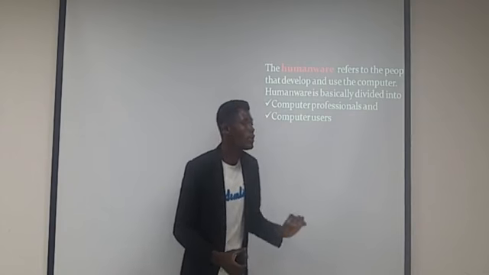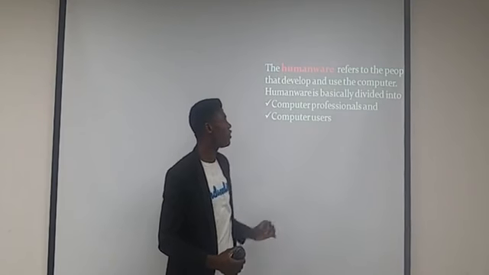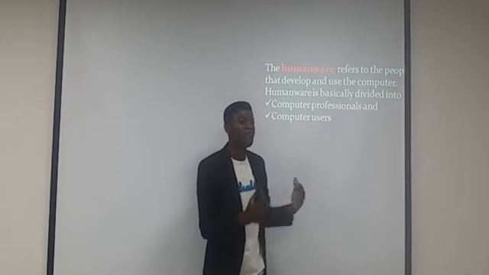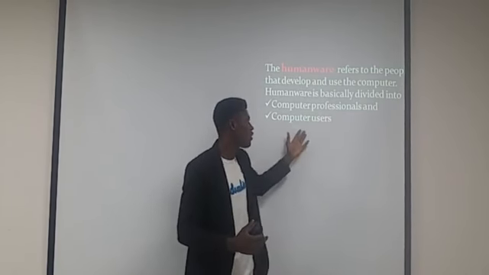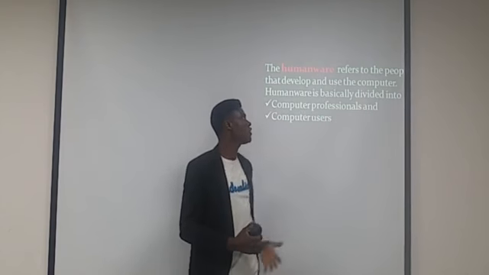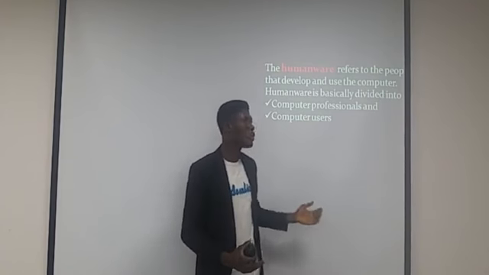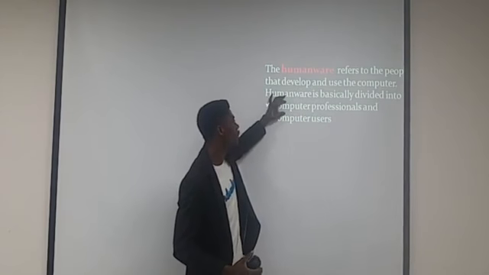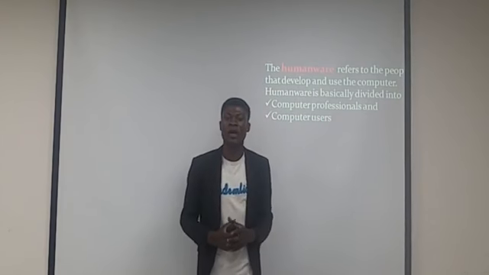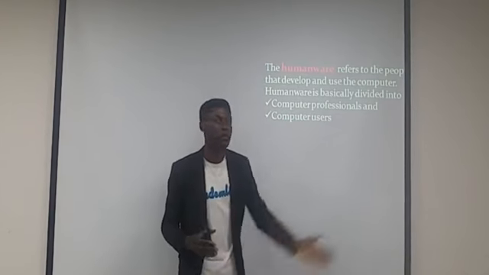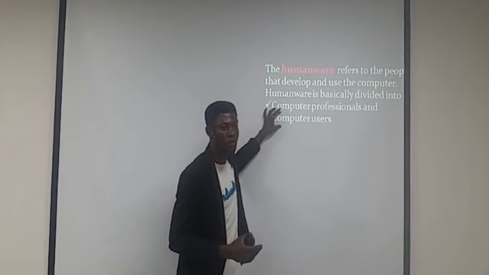But what makes it important is the fact that these human beings are involved in making something in the computer or producing the computer itself or using the computer. So the humanware refers to the people that develop and use the computer. Okay? Examples of such could be what we have as computer professionals and then the computer users. So all the people we can refer to as humanware can be divided into the computer professionals and then the computer users.